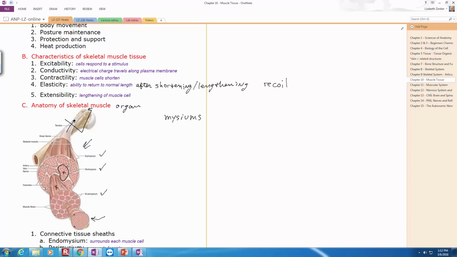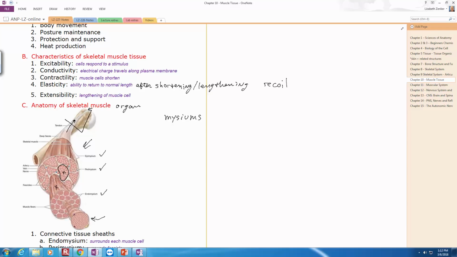So myo, M-Y-O, is another thing that tells you, if you hear the word myo something, you're always talking about muscle, okay? So M-Y-S for mysium means muscle, M-Y-O means muscle, and in a second you're also going to learn the term sarco will also mean muscle. So you have 3 AKAs for muscle. Okay, any of those terms, you know you're talking about muscle of some sort.